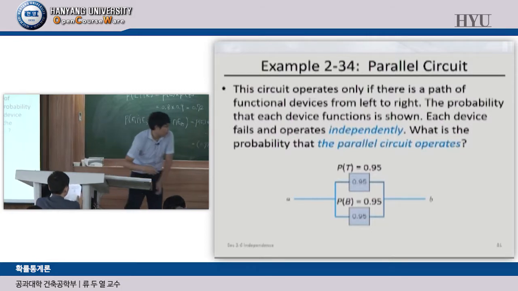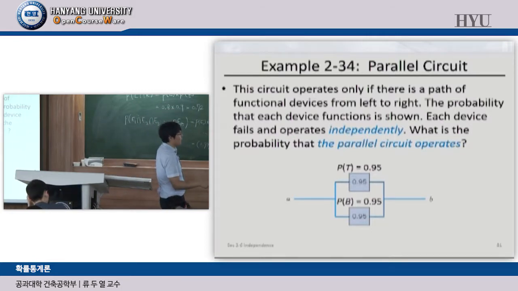The probability that the top device is working is 0.95. And the probability that the bottom device is working is 0.95. So each device fails and operates independently. Okay? So in this case, what is the probability that the parallel circuit operates?